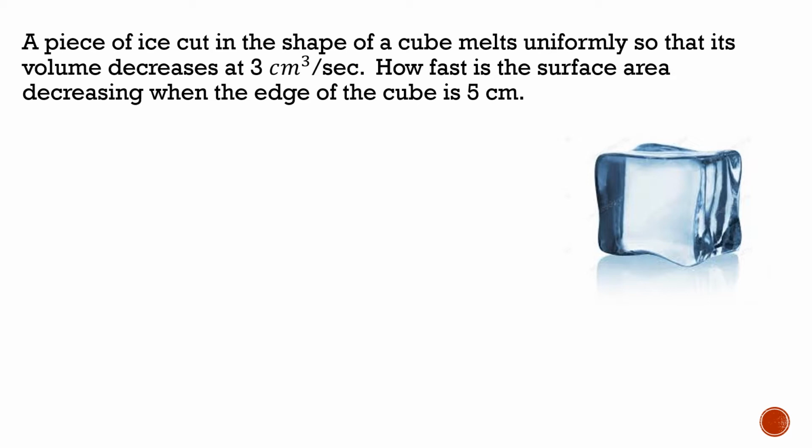So again, I'm going to start by placing my know, find, when. What I do know from the problem is that the volume is decreasing by 3 centimeters cubed per second. So we have dV/dt is negative 3 centimeters cubed per second. What they're asking us to find is the surface area of the cube, so I'm going to call that dS/dt.